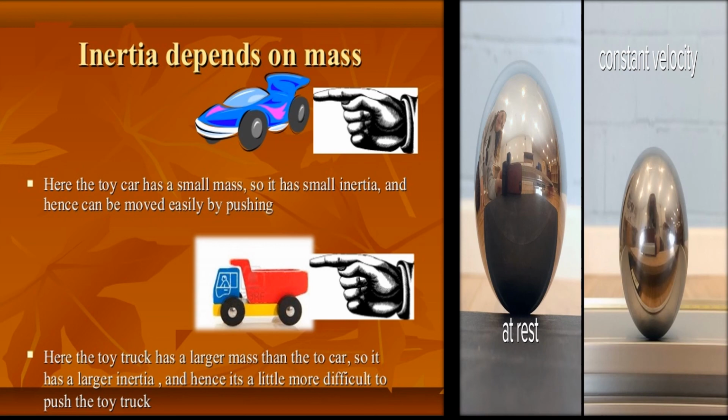Clearly, heavier or more massive objects offer a larger inertia. Quantitatively, the inertia of an object is measured by its mass. So, its SI unit is kilogram.